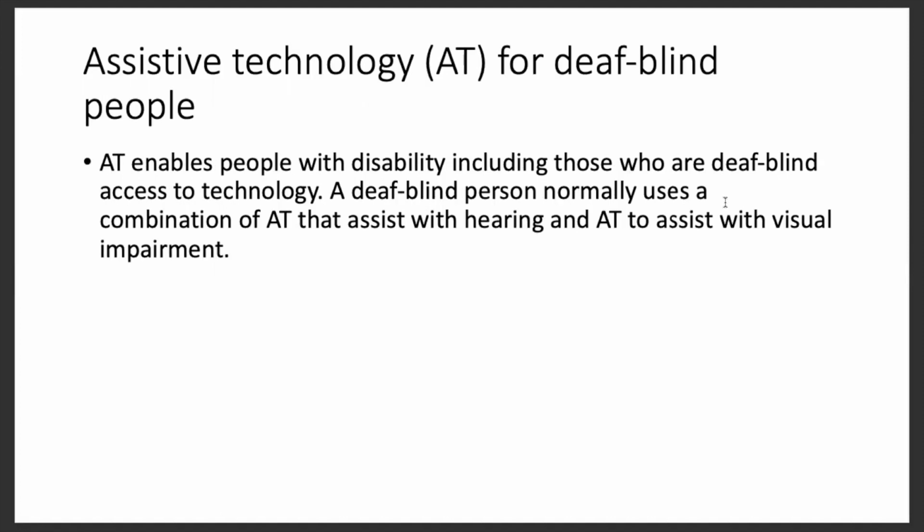Another technology that is used in the healthcare setting is assistive technology for deaf and blind people. Assistive technology enables people with disability, including those who are deaf and blind, to access technology. A deaf-blind person normally uses a combination of assistive technology that assists them with hearing and assistive technology to assist them with visual impairment.